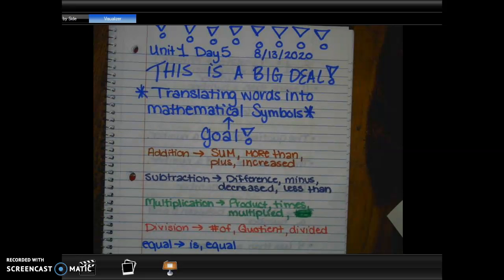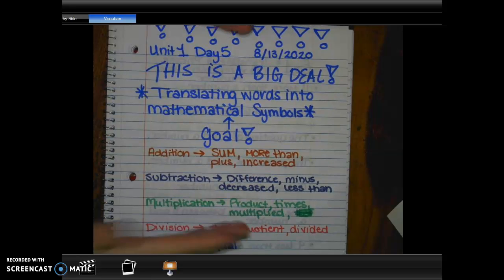So, Unit 1, Day 5. And this one's a big deal. It's kind of like the stepping stone to helping you understand whenever you start to get into more complex problems, like word problems, problems that you'll see whenever you get into high school, problems that you're going to see whenever you take standardized tests for the state, problems you're going to see on the ACT, problems you can see on the SAT. So this is like the first step to understanding how to solve those problems.